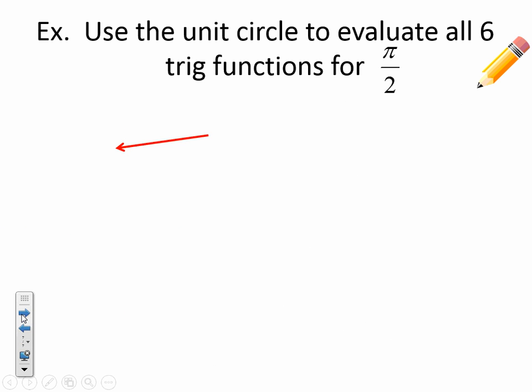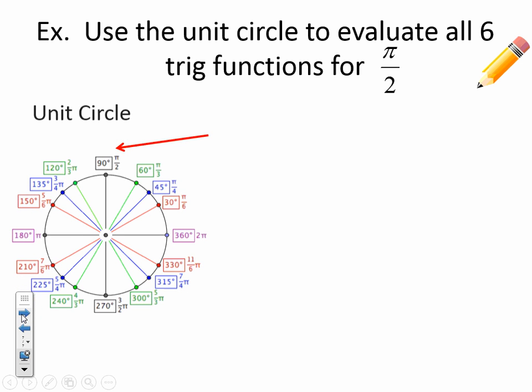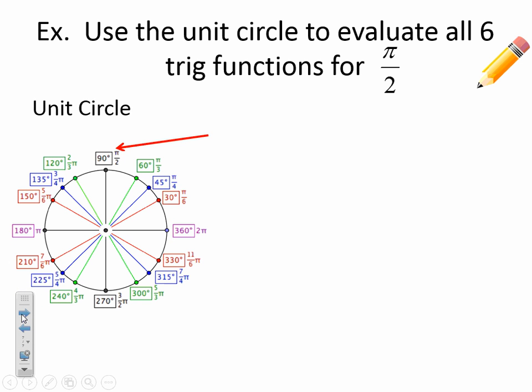So let's do another one. Let's do the unit circle to evaluate all 6 trig functions for pi over 2. Pi over 2 is in radians. Notice where that's at. That's another one of those that lands right on the y-axis, so we can't draw a reference triangle for that. Because it lands on the axes, we can't draw that.